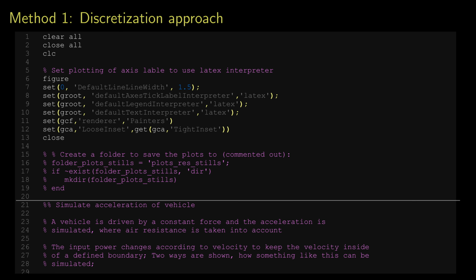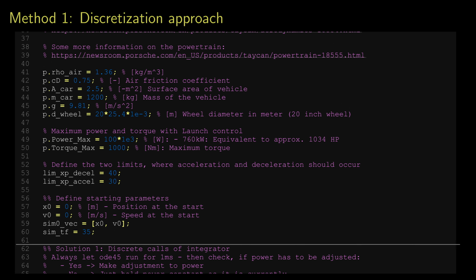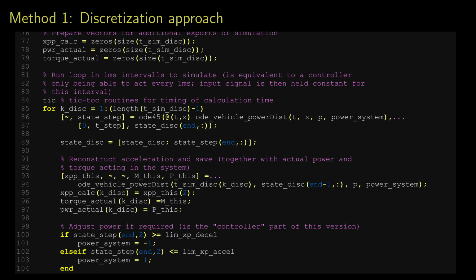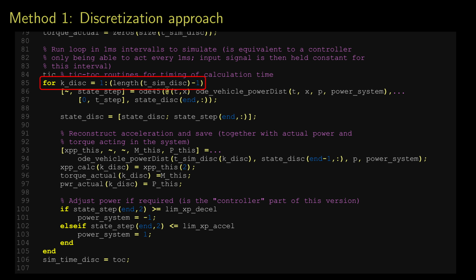In our first method, we implement it like it would be on an actual control system. What we do is the following. We call our simulation multiple times back to back, and we always simulate for exactly 1 millisecond. This time step would be the cycle time of our controller. In each simulated interval, we first save our simulation results for later, and afterwards check our velocity and adjust the power if required. If the velocity is above 40 meters per second, we decelerate, and if it is below 30 meters per second, we accelerate.